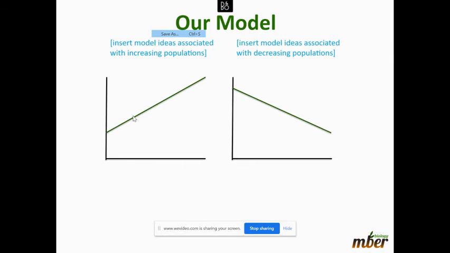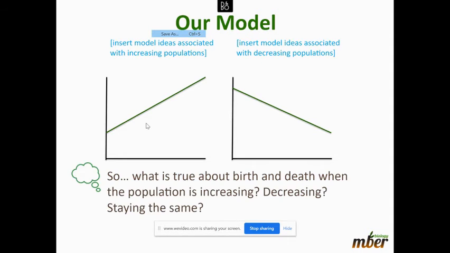Awesome. All right. So this is our model. I want these graphs. So we're going to think about what is true about birth and death when the population is increasing or when it's decreasing. What happens, like I said, if it's staying the same?